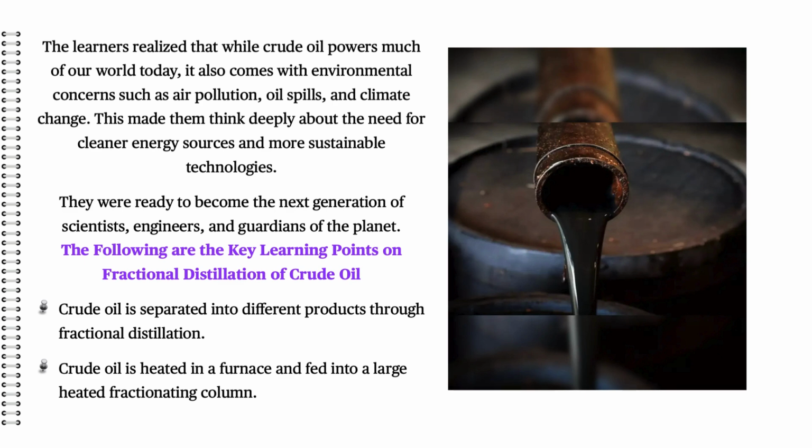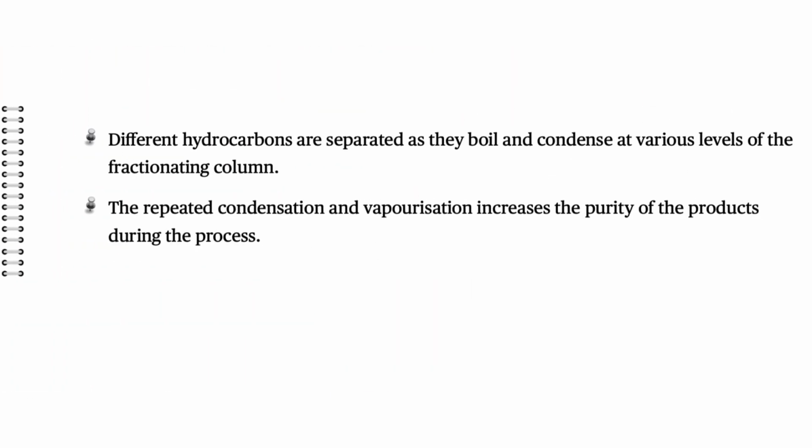The following are the key learning points on fractional distillation of crude oil. Crude oil is separated into different products through fractional distillation. Crude oil is heated in a furnace and fed into a large heated fractionating column. Different hydrocarbons are separated as they boil and condense at various levels of the fractionating column. The repeated condensation and vaporization increases the purity of the products during the process.